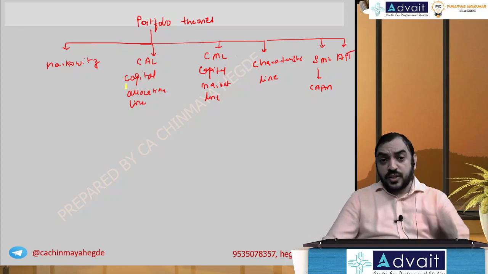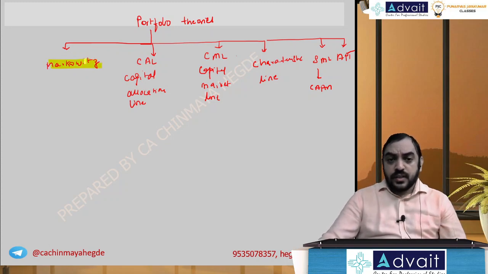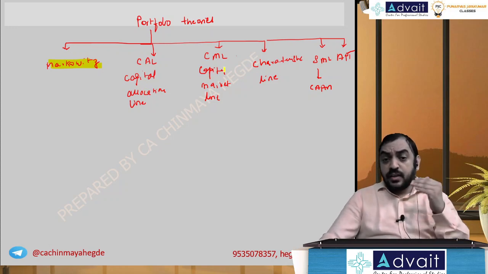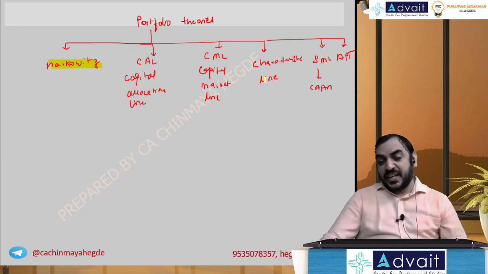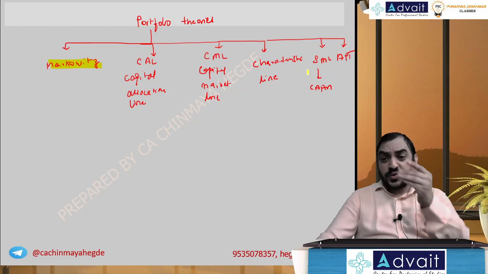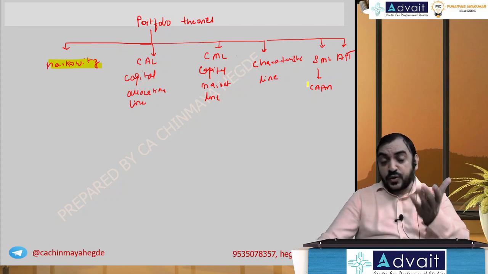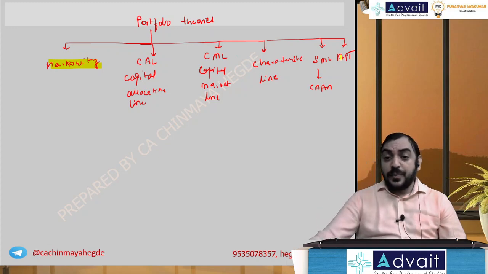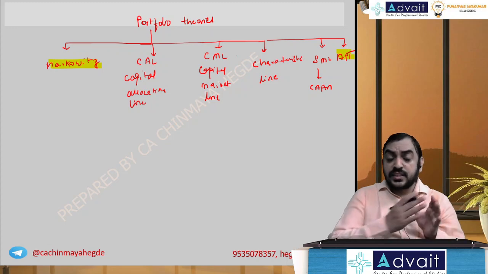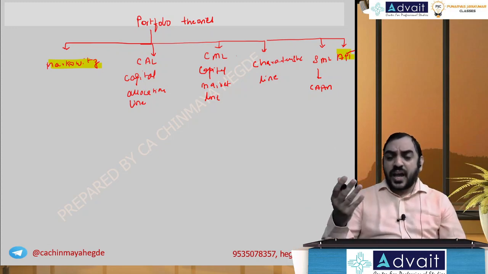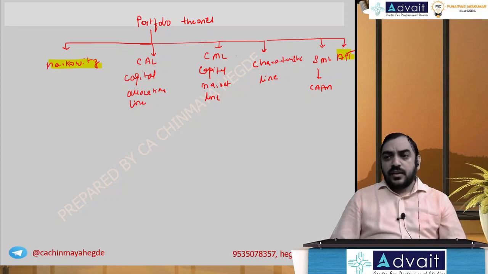So let me tell the full forms. Please make sure you write it. First one is Markowitz. Then we have CAL, capital allocation line. CML, capital market line. Then characteristic line. SML, security market line. I don't have the space. Hope you can write it. CAPM, capital asset pricing model. Most important one. Then APT, arbitrage pricing theory. This is the evolution of portfolio theory. We also have other small aspects like international portfolio, mutual funds, or Sharpe ratio calculations. Those small aspects are there, but this is the broad portfolio theory we have to understand.